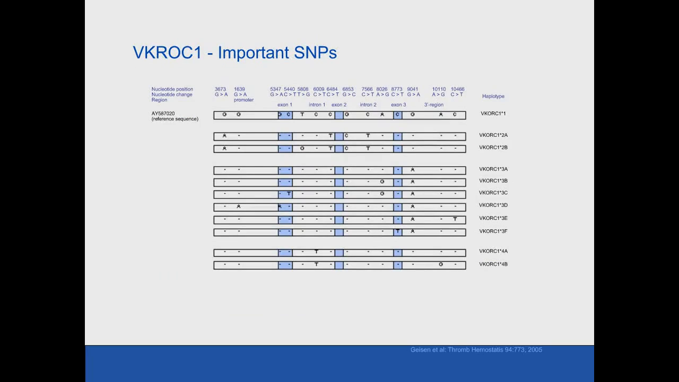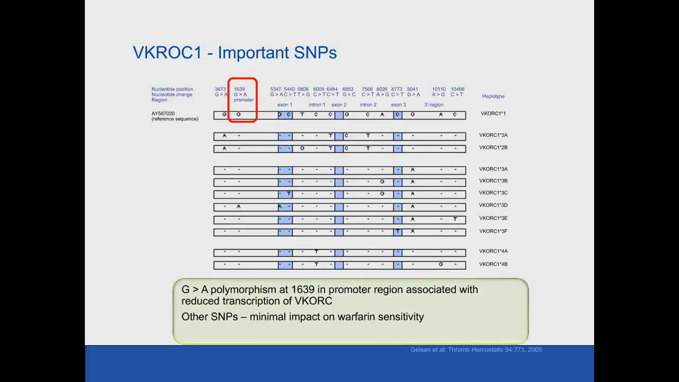variances. Vitamin K epoxide reductase, the key enzyme is the guanine to adenine polymorphism at position 1639 in the promoter region, which reduces transcription of vitamin K epoxide reductase. There are other SNPs, you can see them on this particular slide. The good news is that the G to A polymorphism at 1639 is highly associated with the other known SNPs, so if you monitor the 1639 SNP, you get pretty much the dominant piece of information out of the genotyping that'll help you understand whether vitamin K epoxide reductase is affected or not.